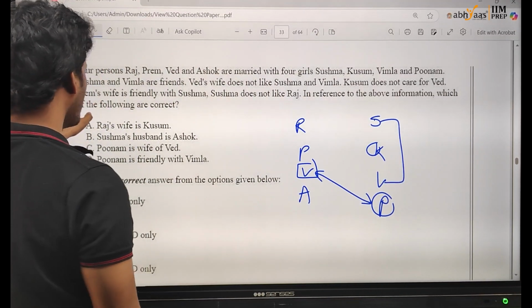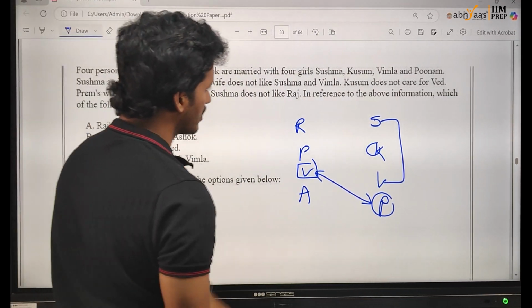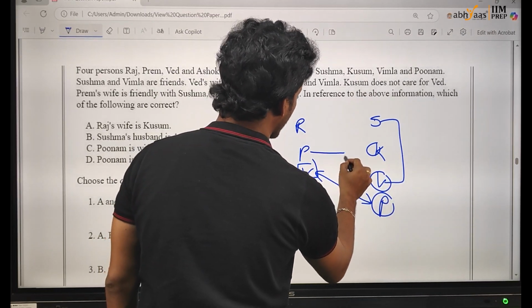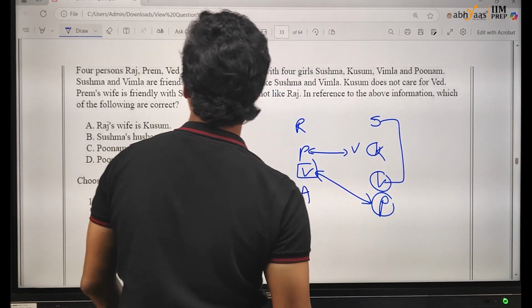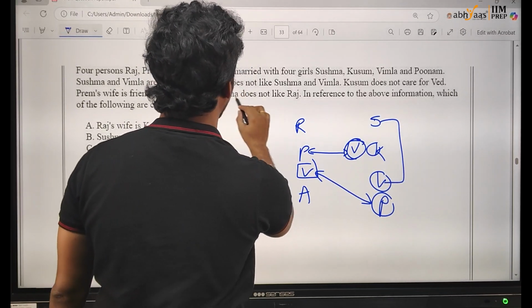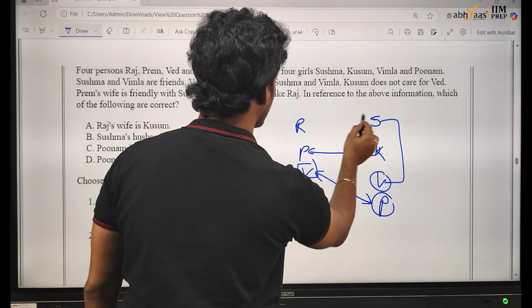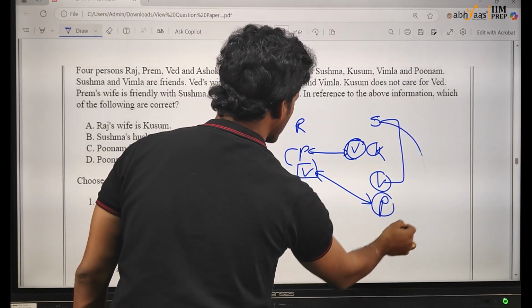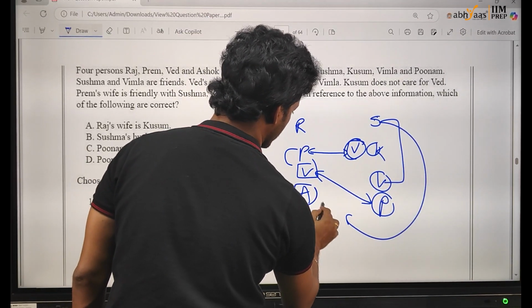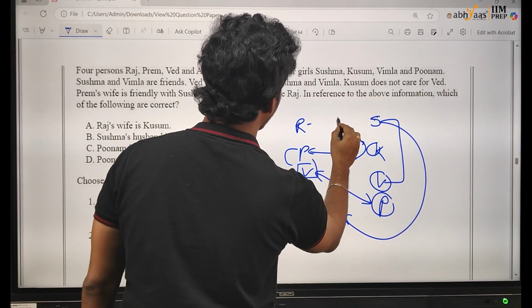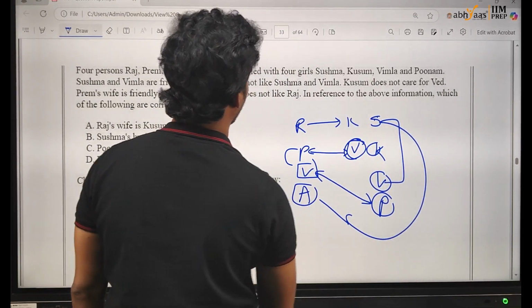Now Prem's wife is friendly with Sushma. So who is friendly with Sushma? It's Vimla. So if you take Vimla as wife of Prem, Sushma does not like Raj. Obviously, if Sushma does not like Raj, these two are already taken. So Sushma has to be wife of Ashok. Okay, so the only one remaining is Kusum. Kusum and Raj are a couple.